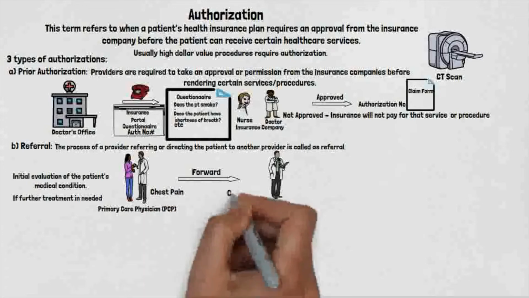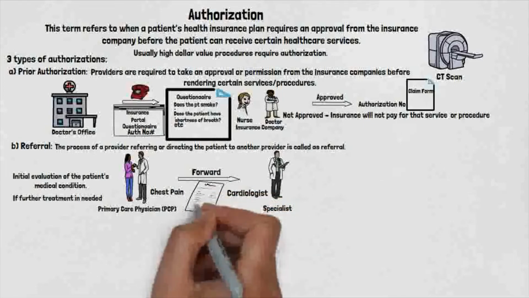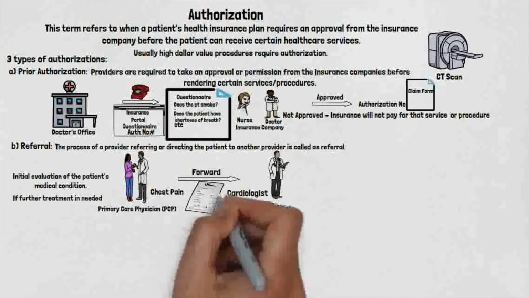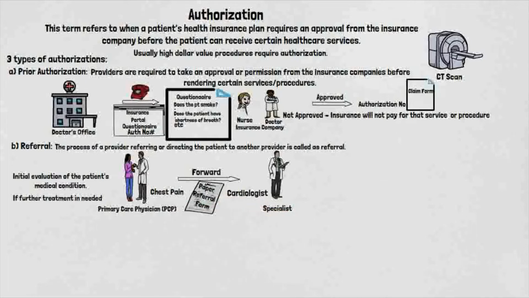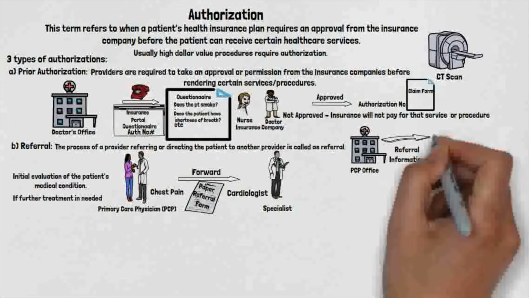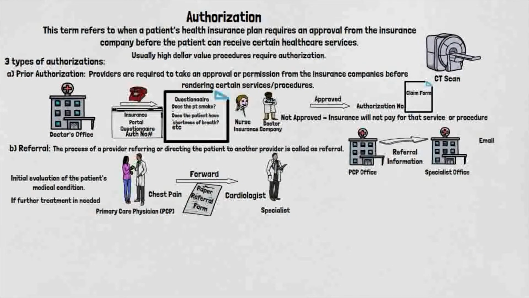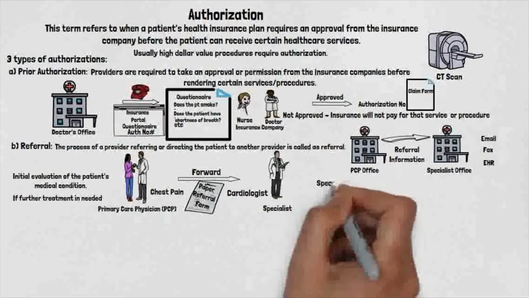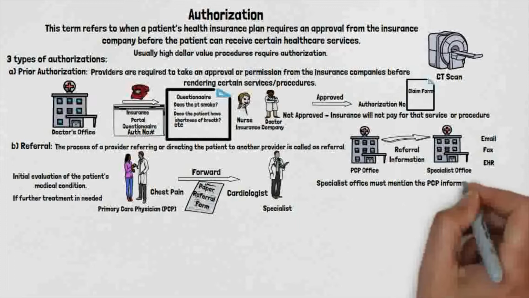Now, in this case, the patient is complaining of chest pain. Hence, the PCP will refer the patient to a cardiologist who is specialized in heart-related problems. While referring the patient, the PCP office is going to provide the patient with a paper referral form. Nowadays, instead of a paper referral form, the referral information is directly forwarded to the specialist office by the PCP office via email, fax, or through EHR, which is electronic health records.